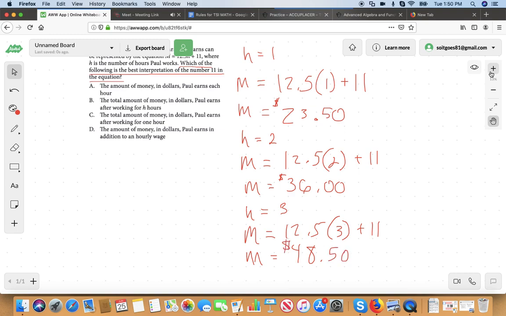What's the difference between 2 and 3 hours? What did we say the difference was between 1 and 2? Between 1 and 2, $12.50. So 36 plus 12.50 equals 48.50. Yeah. Great. Okay. That's it. So every hour he's making $12.50 more. Does that make sense? So he's making $12.50 an hour. So what's up with the 11 though?